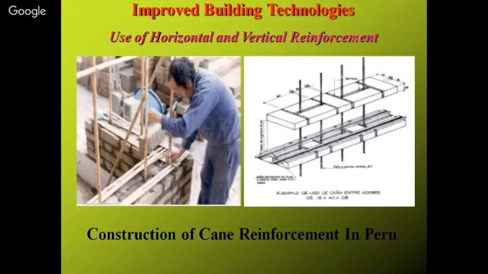So this is how you can provide the vertical reinforcement in the construction. It is very easy to provide vertical reinforcement. Why are we not providing vertical reinforcement in our construction? Because of lack of knowledge. Our masons do not know how to provide vertical as well as horizontal reinforcement, horizontal bands, in our buildings.